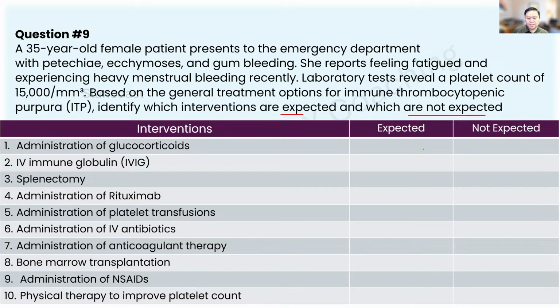So 1, glucocorticoids administration. 2, IVIG. 3, splenectomy. 4, rituximab. 5, platelet administration. 6, intravenous antibiotics. 7, anticoagulant therapy. 8, bone marrow transplantation. 9, NSAIDs. 10, physical therapy to improve platelet function, or platelet count rather. What do you think?